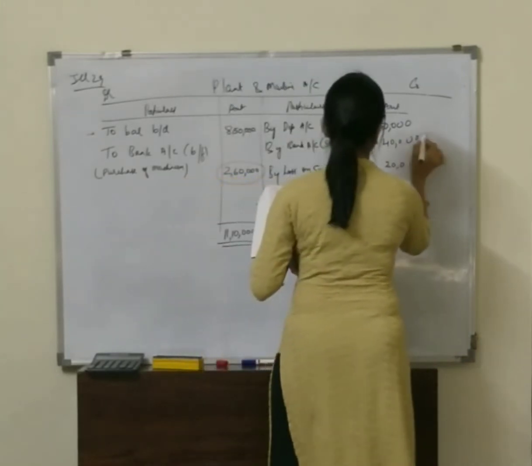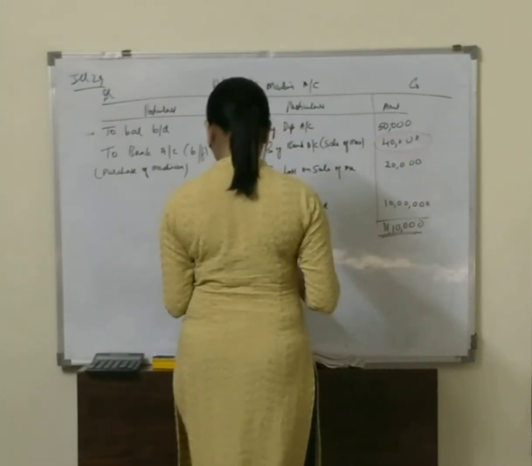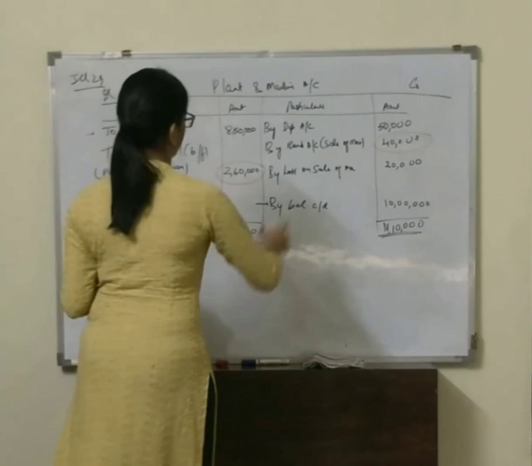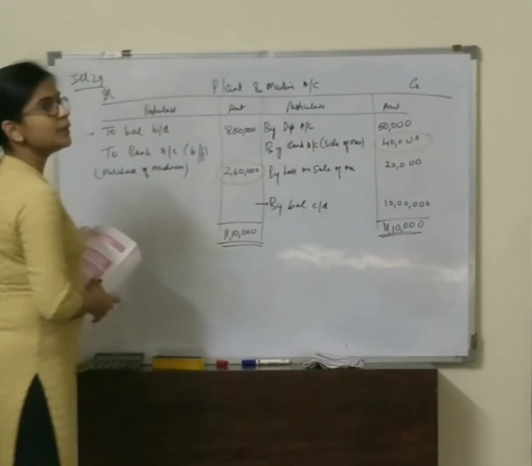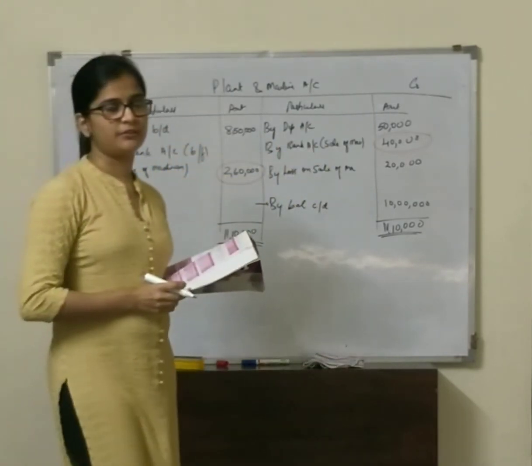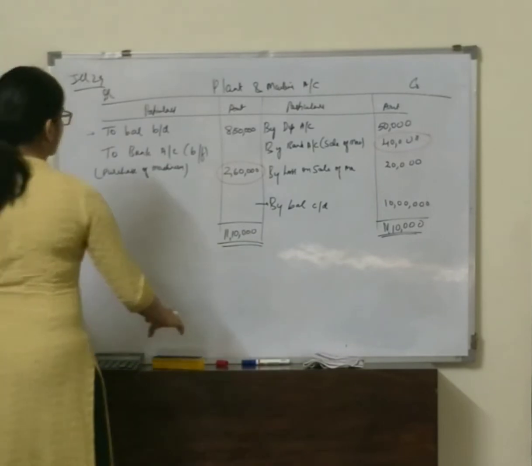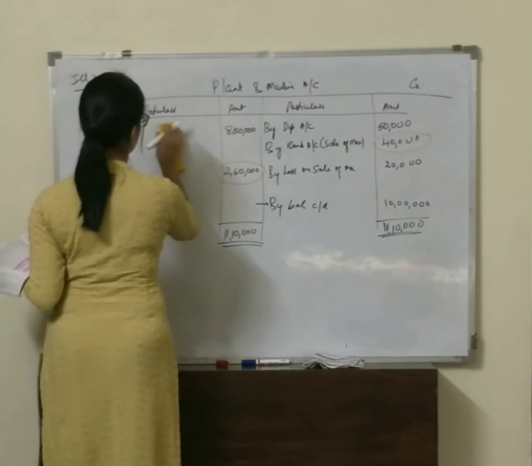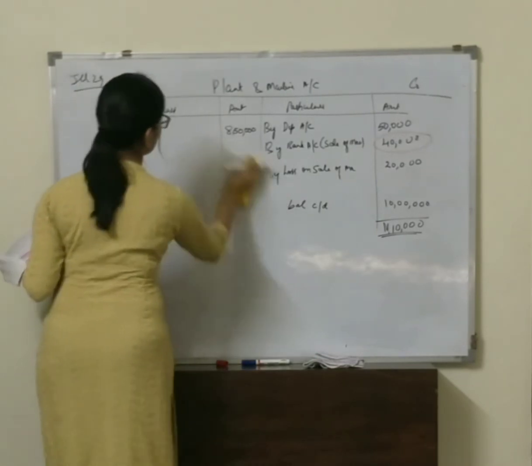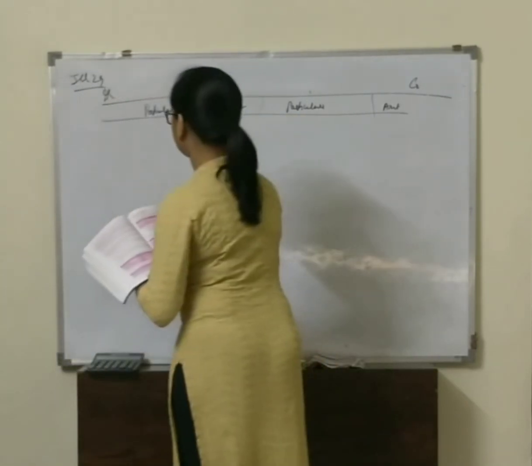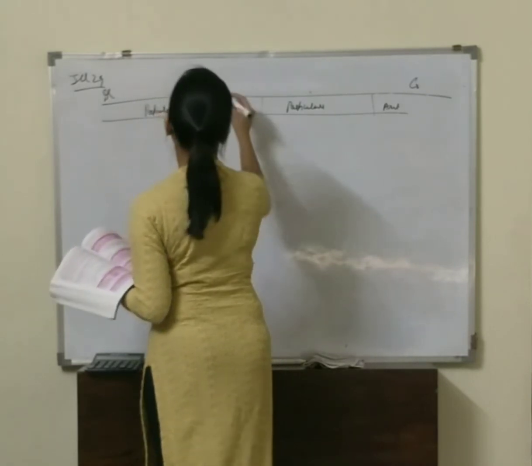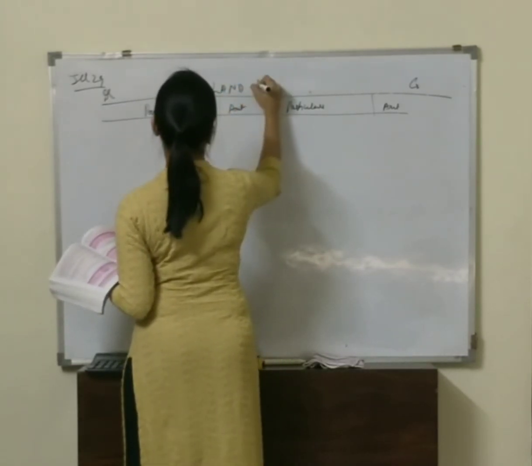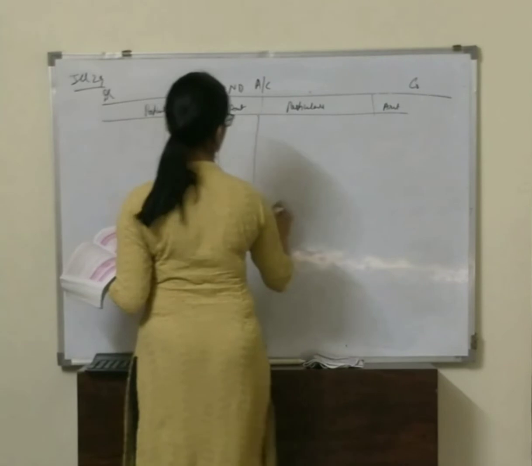There is a sale of machinery, 40,000. This will be included. Anything else will not be included in our cash flow from investing activities. Next, one more ledger account we need to do, that is our land account.